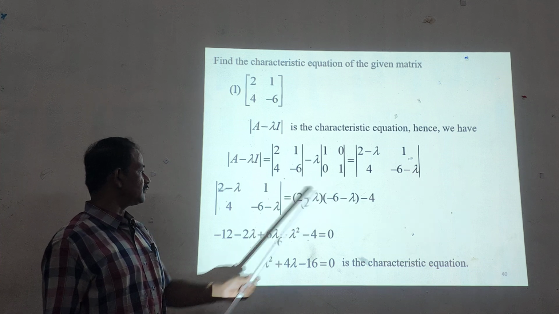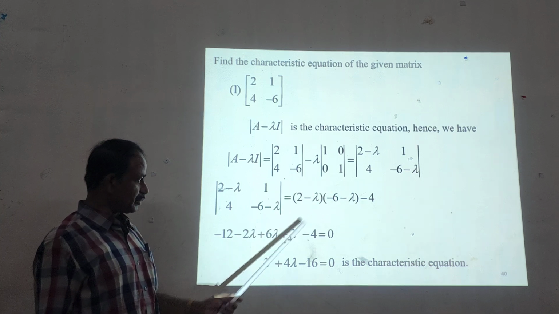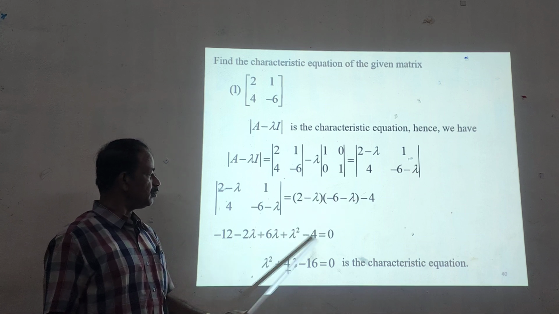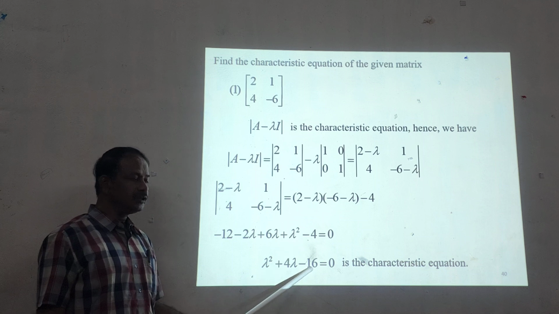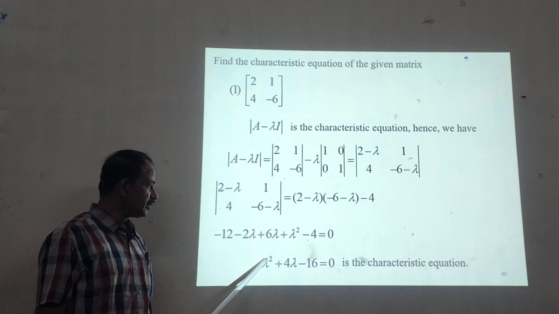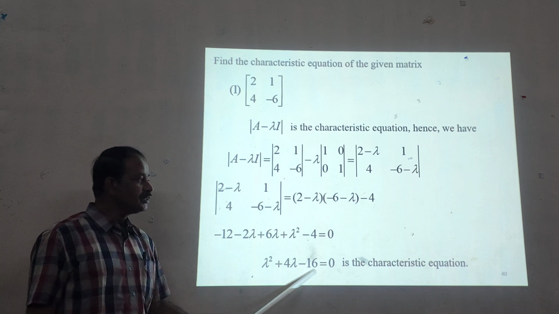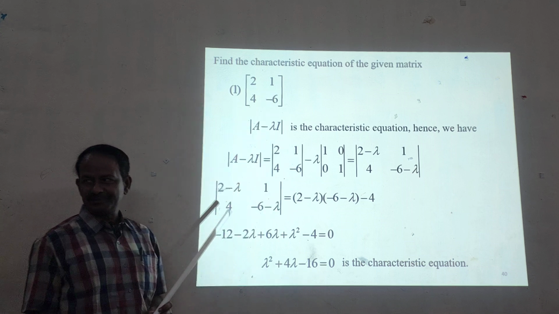Then we have 2 minus lambda, minus 2 lambda, minus lambda, minus 6, that will give you plus 6 lambda. Lambda multiplied by lambda will give lambda square, so minus 4. Okay, so minus 12 minus 4, that will give you minus 16. So lambda squared is there, minus 2 lambda plus 6 lambda, that will give you 4 lambda. So this equation is the characteristic equation of the given matrix.